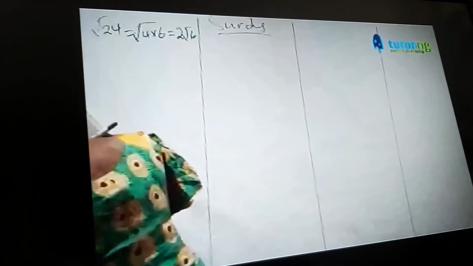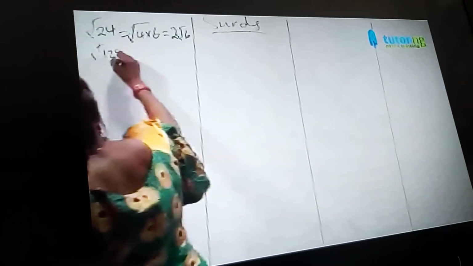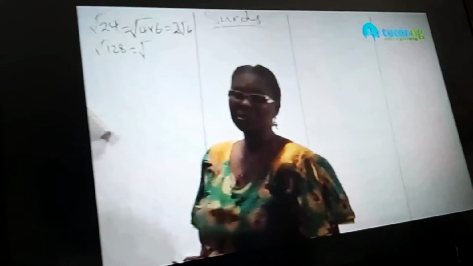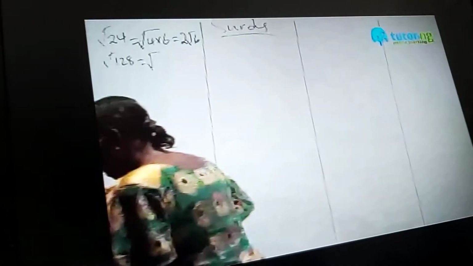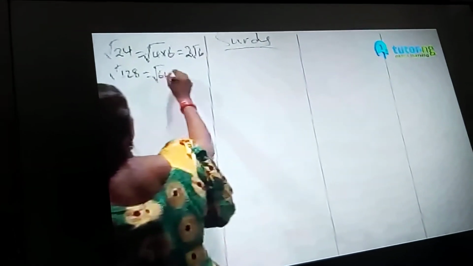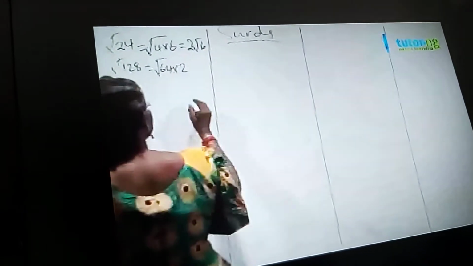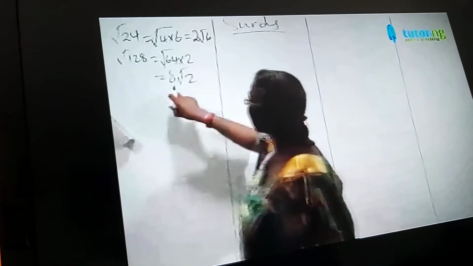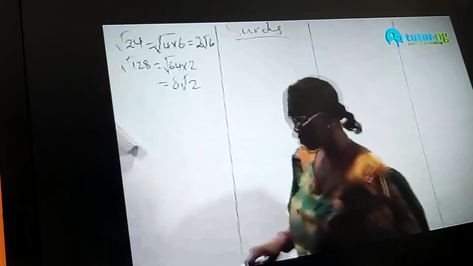Then the next one, root 128, which means what perfect square is a factor of 128? 64, isn't it? 64 times 2. Therefore, this will be what? 8 root 2. The square root of 64 is 8, then the root will be on 2.